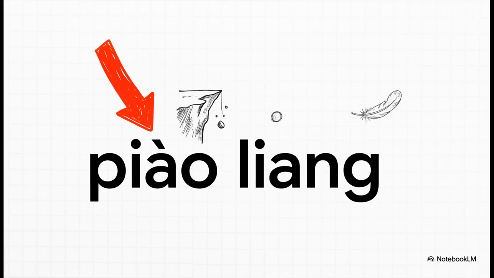Now, the second syllable, liang, is what we call a neutral tone. And this is just as important. It's light, it's unstressed, and it just kind of tacks on to the end of the first syllable. So what you get is a strong falling 漂, followed immediately by a light, quick liang. Putting it all together, it flows just like this.